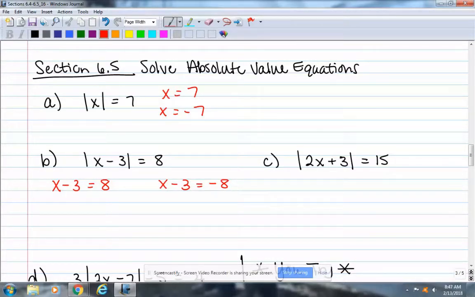How do we solve x minus 3 equals 8? Add 3. X equals 11. And then x minus 3 equals negative 8. We add 3 again. X equals what? Negative 5. And we can check them. What's 11 minus 3? 8. The absolute value of 8 equals positive 8, doesn't it? And then negative 5 minus 3 equals negative 8, right? And the absolute value of negative 8 equals positive 8.